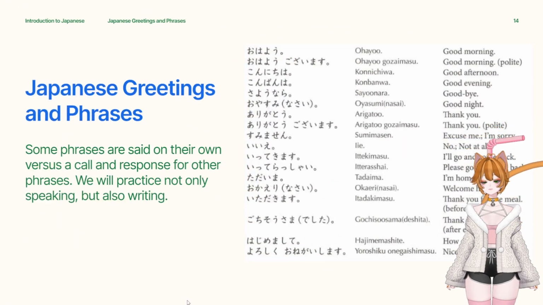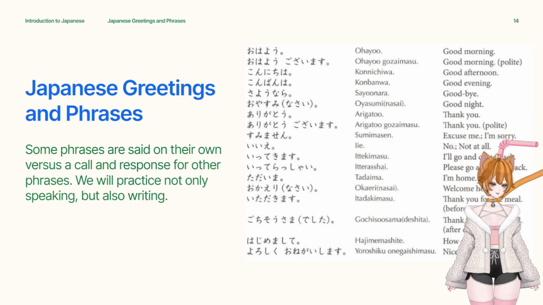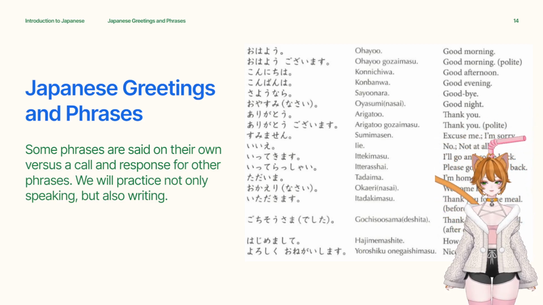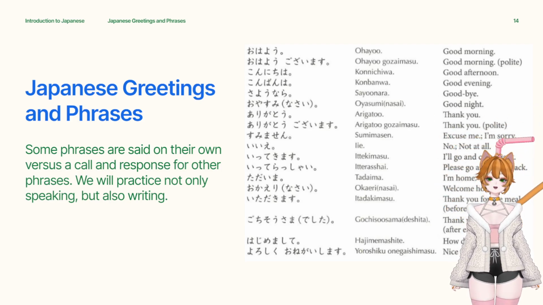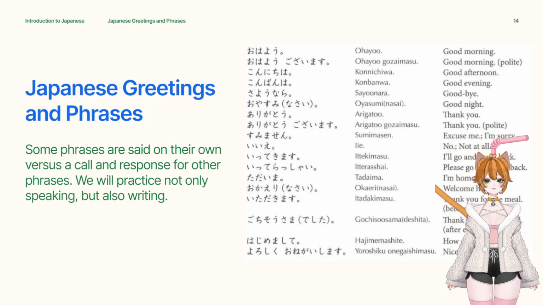Alright, so now we're going to move on to greetings and phrases. Some phrases are going to be said on their own, while some you'll notice are call and response, which means that you would say something and then someone would respond to you. We will practice not only speaking but also writing. I will have small pauses where you can pause the video and say the word along with me or repeat it after me.